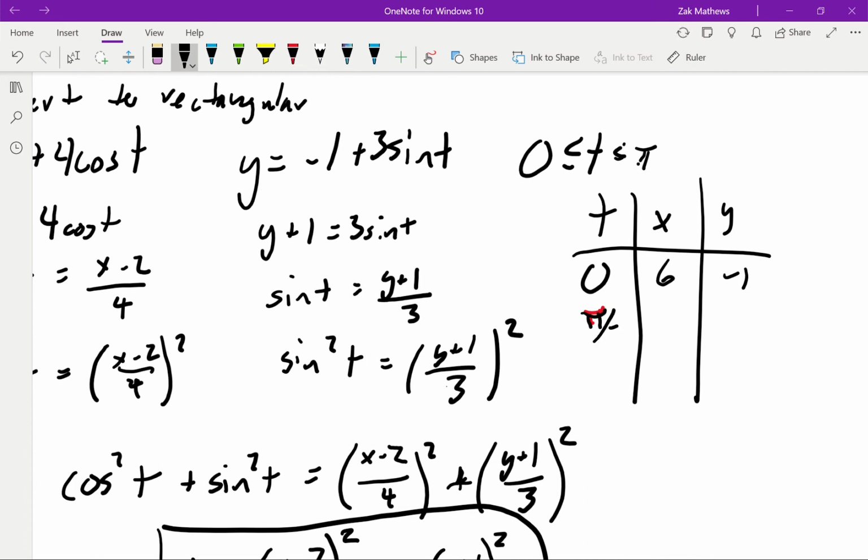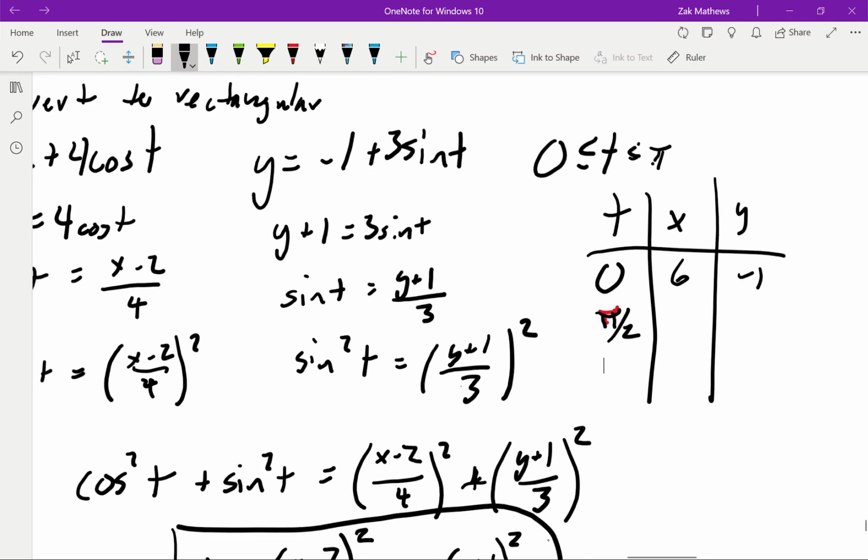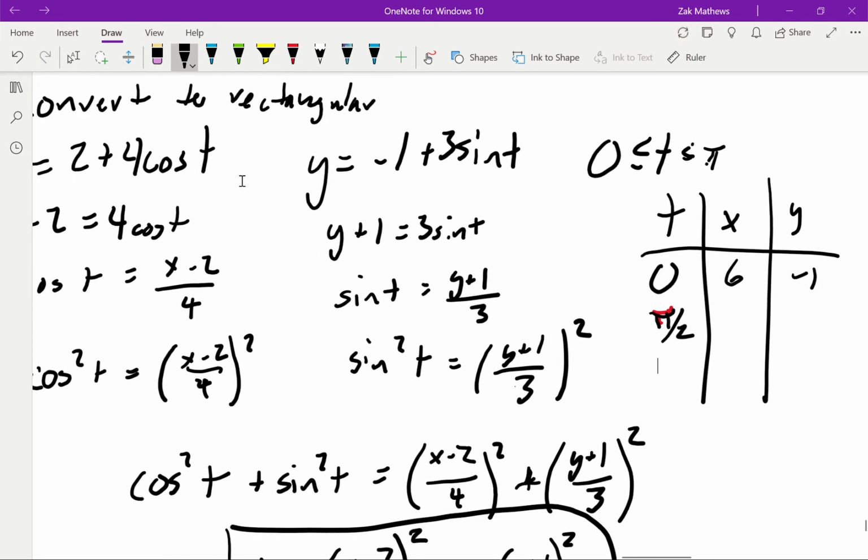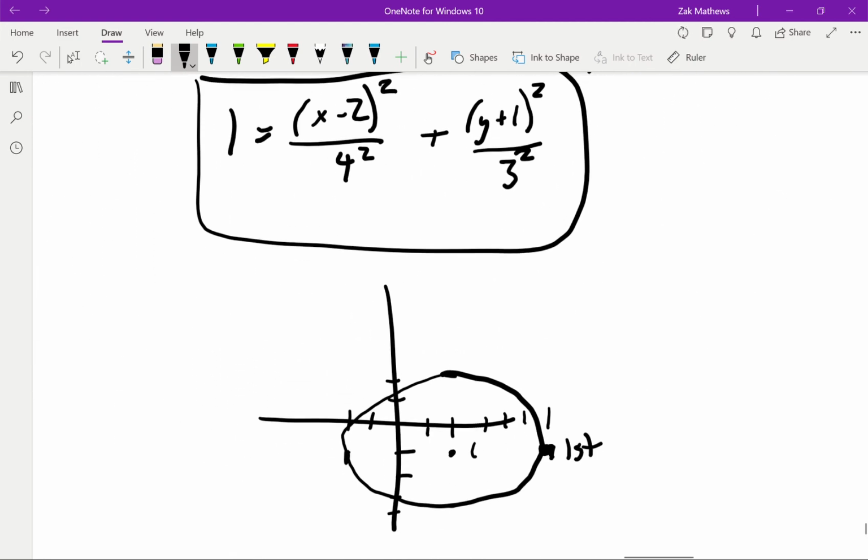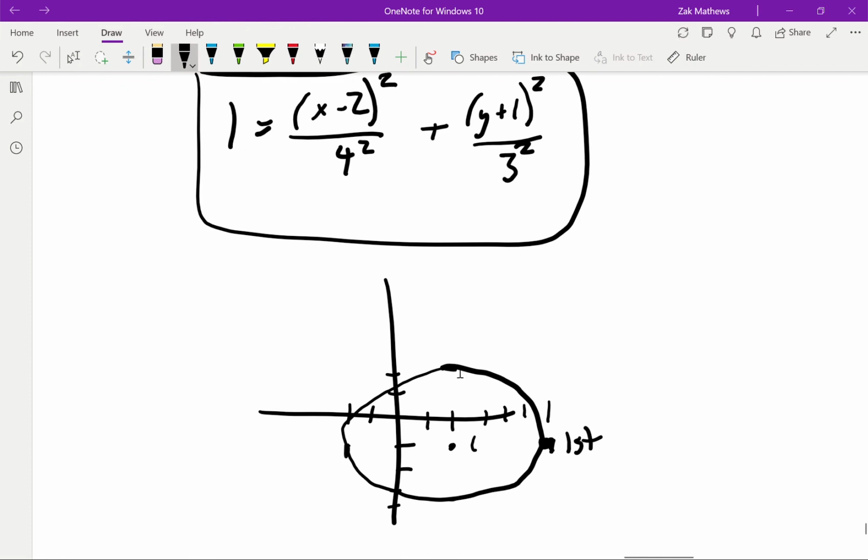Pi over 2. So if I plug pi over 2 in, the cosine of pi over 2 is 0, so we get just a 2. And then sine of pi over 2 is equal to 1, so we'd have 3 times 1, which is 3, minus 1, that gives us 2. So we get the point (2, 2), and we should see that that would be the halfway point right here, so this is our second point.